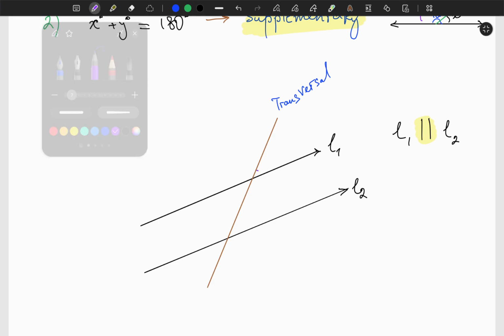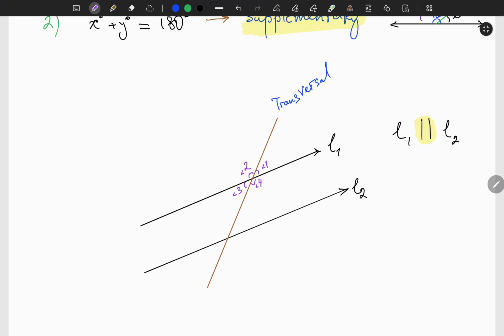So I'm going to mark them. Angle 1, all right, let's go this way. Angle 2, angle 3, angle 4. From here, angle 5, angle 6, angle 7, angle 8.